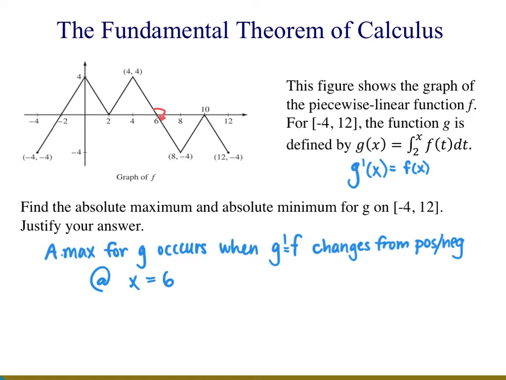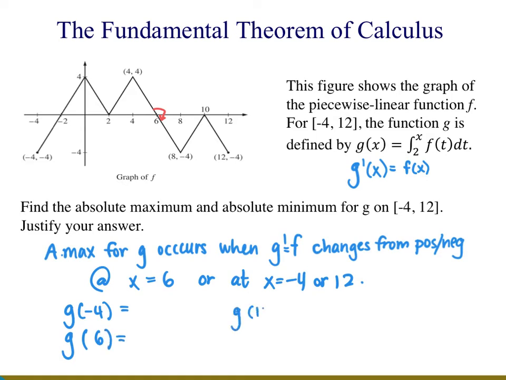Absolute means I also have to check the endpoints. Okay, could the endpoints be a max or min, at x is -4 or 12? So which one would be the absolute? Now we actually have to count up the accumulated area at each point. What would the accumulated area at G of -4 be? What would the accumulated area at G of 6 be? And what would the accumulated area at G of 12 be?